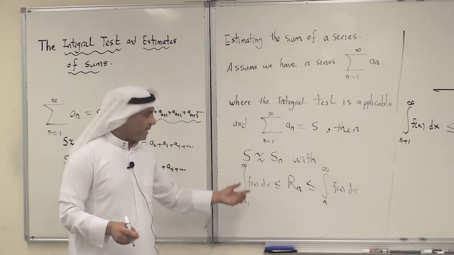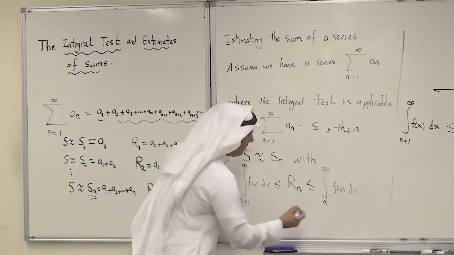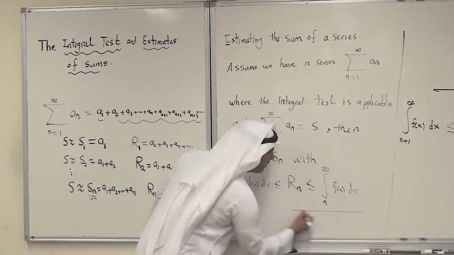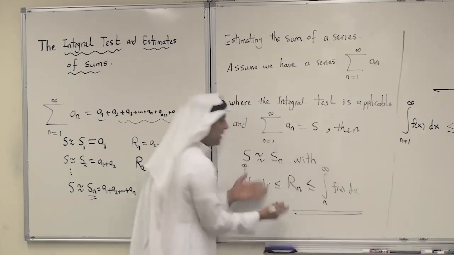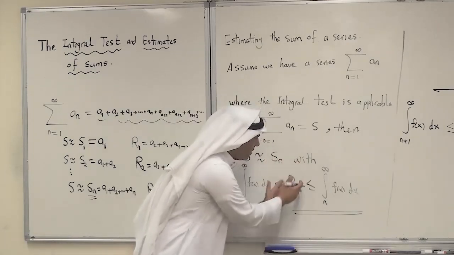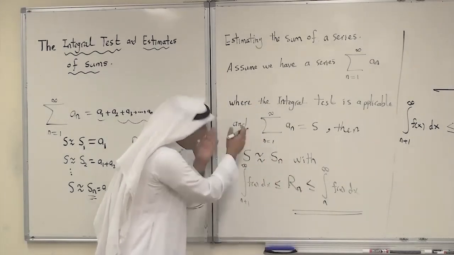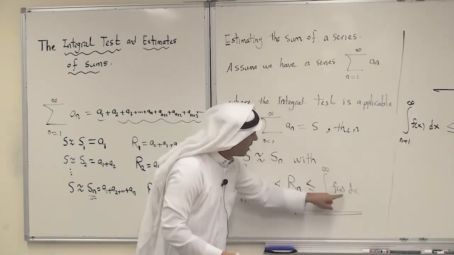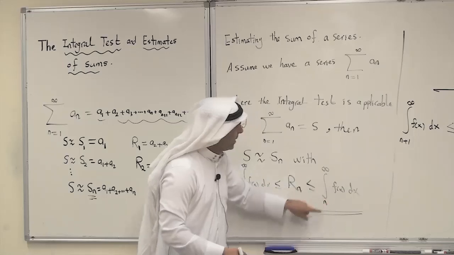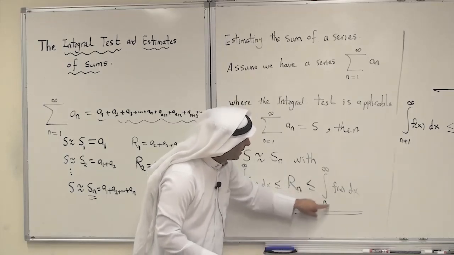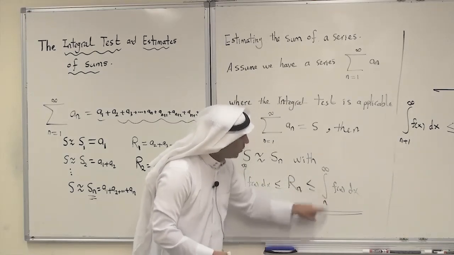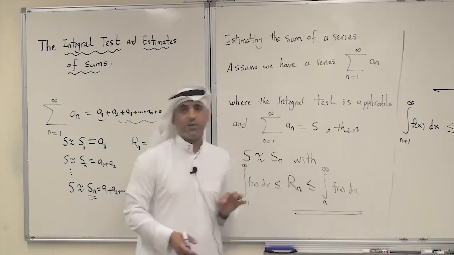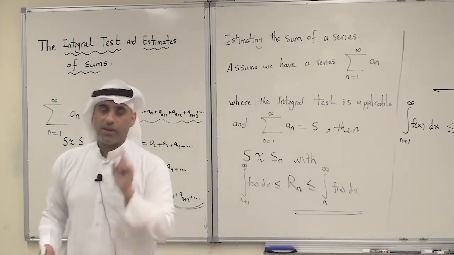So this is more interesting here. This part of the inequality always gives you an upper bound for the error. Of course, this will give you a lower bound for the error. And most likely we are interested in finding how large our error is. In that case, this will indicate for us how many terms we need to add to have a certain accuracy. We will see this in the following exercise.